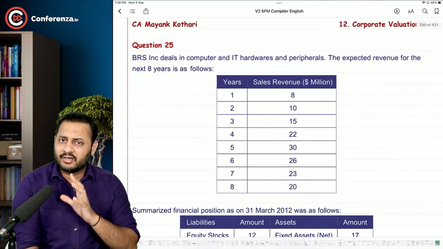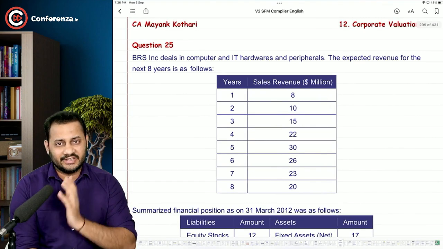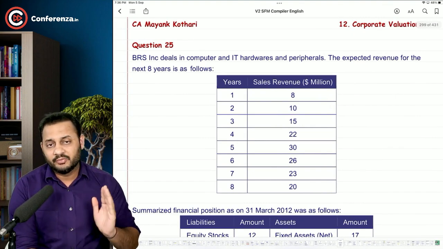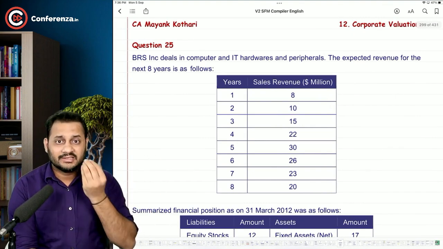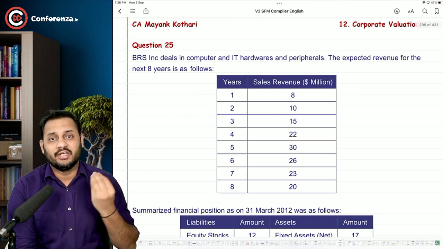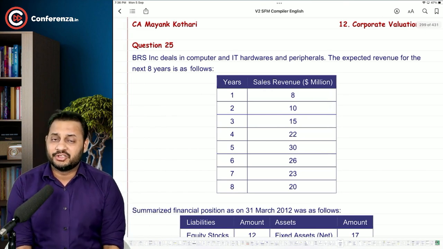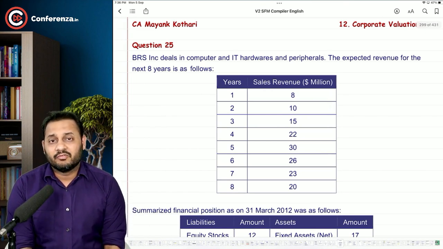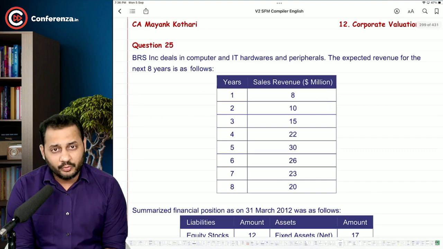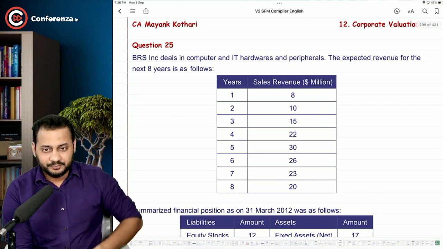Irrespective of the ambiguities or the mistakes in the question, what you should take from that question for your exam is the approach of calculating the value. That's it. Now this is a new question, BRS Incorporation. This is one of the amazing and one of the toughest questions of the entire corporate valuation. So let's focus on that.